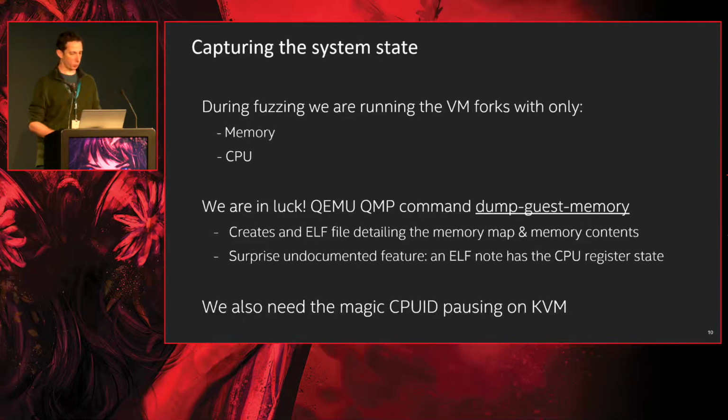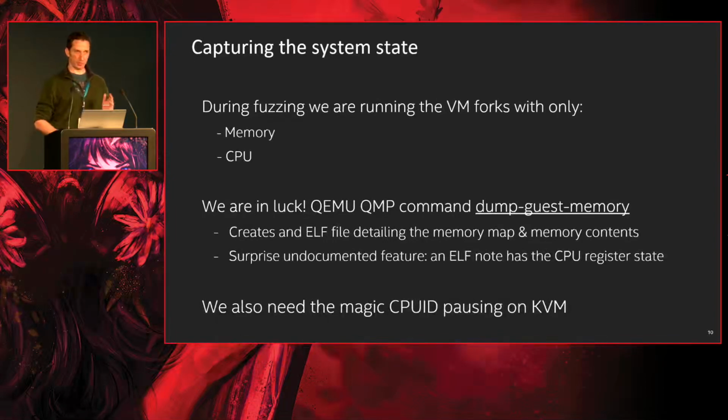There is a QMP command that you can send to the QEMU socket, intuitively called dump-guest-memory, which creates an ELF file with the memory content and the memory map. So perfect, that's exactly what we needed. And there's a surprise undocumented feature in this command: it actually saves the CPU register state as well in that ELF file, in an ELF note that's not really documented anywhere. I kind of stumbled upon it, but perfect. It has everything we need, the CPU and the memory. So this is awesome, a really good start.